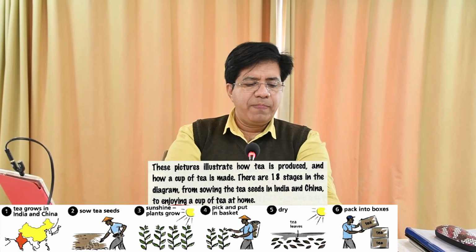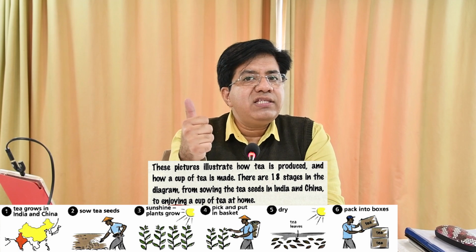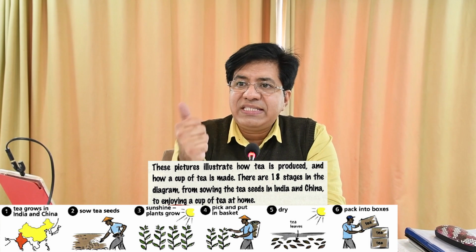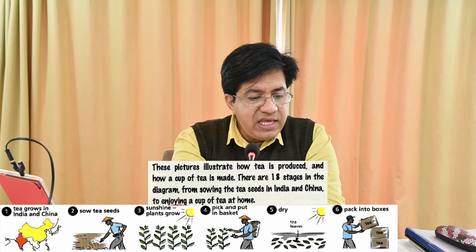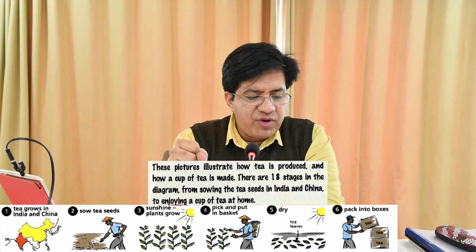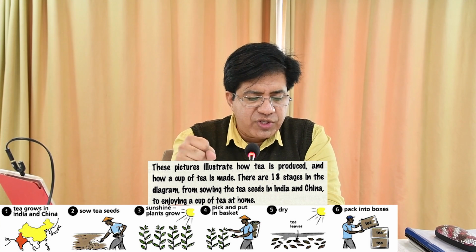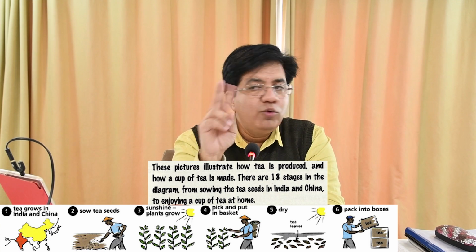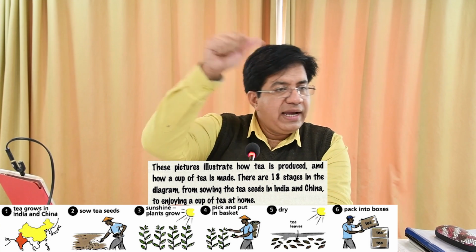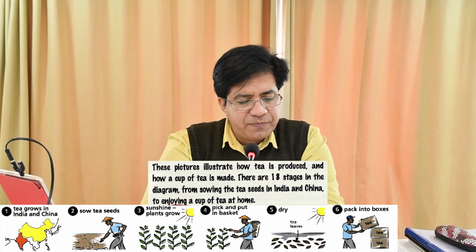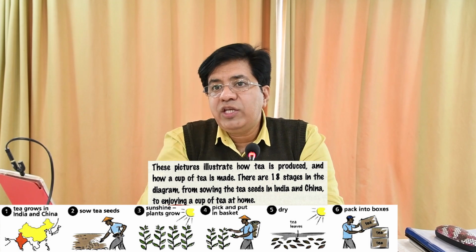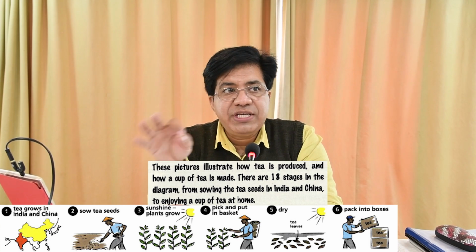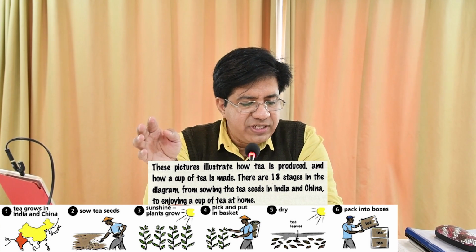Okay, introduction. The first sentence is, what is the process about? And it is written here, these pictures illustrate how tea is produced and how a cup of tea is made. See that? 2 parts, how tea is produced and how a cup of tea is made. So, for introduction, you can use this how sentence. How tea is produced and how a cup of tea is made.